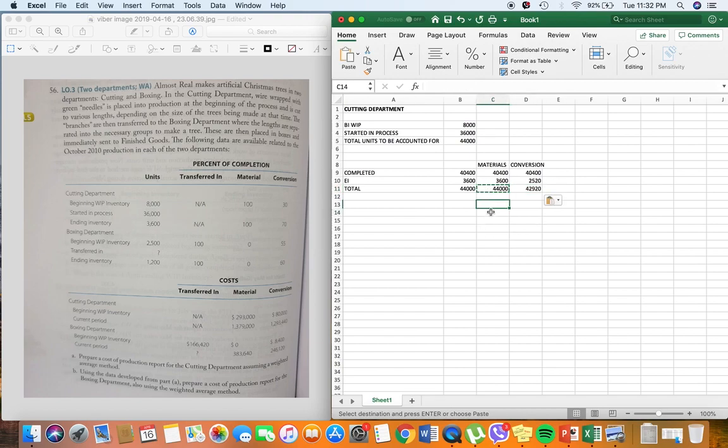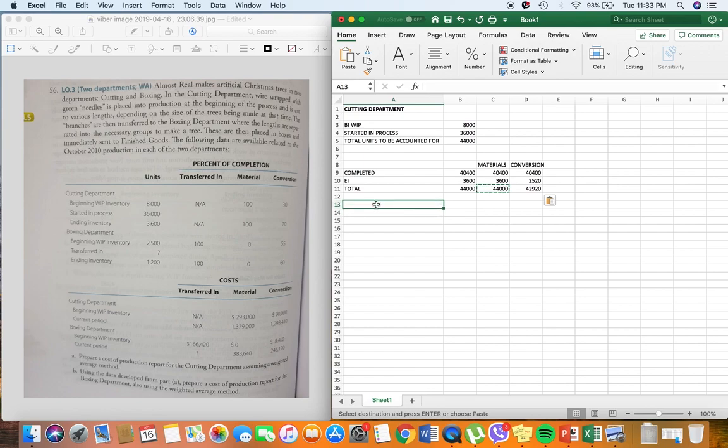So total EUP for materials is 44,000 and for conversion we have 42,920. Okay, so we're done with our EUP computation. By now, you shouldn't have any difficulty in computing the EUP. This is very important because the cost of production report will depend on our EUP computation. So the next step in process costing is to compute the cost per EUP.